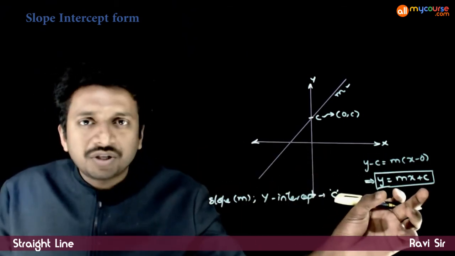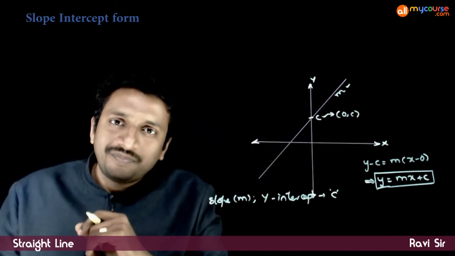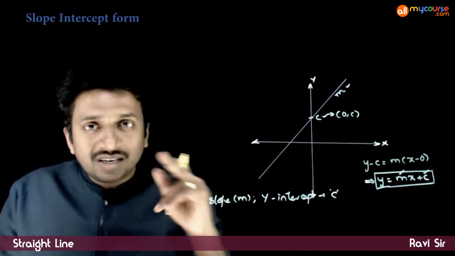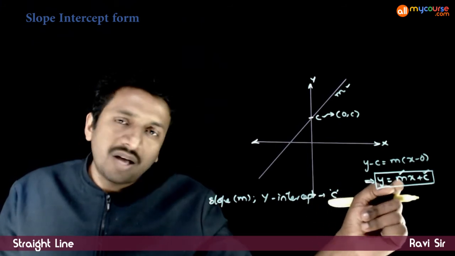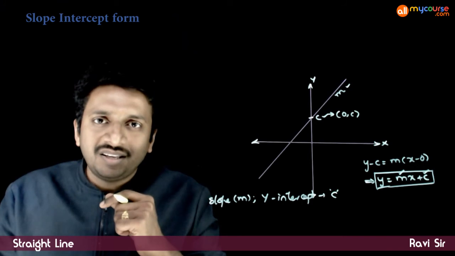This is the equation of line in slope-intercept form, where m is the slope of the line, c is the y-intercept. Keep this in mind. Whenever the line is of the form y is equal to mx plus c, c will be the y-intercept of the line.